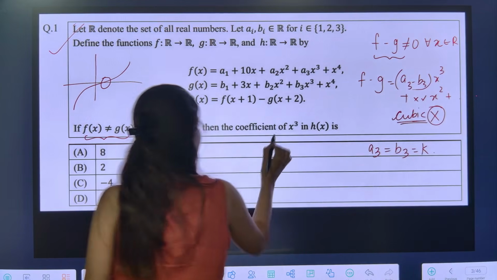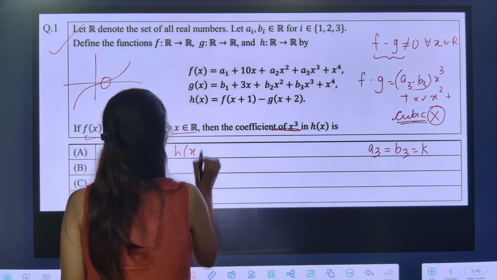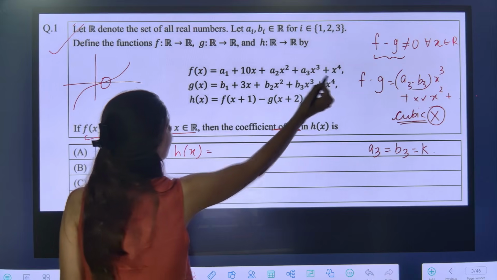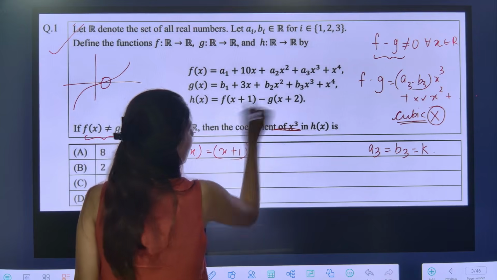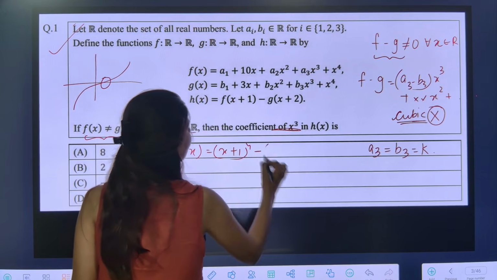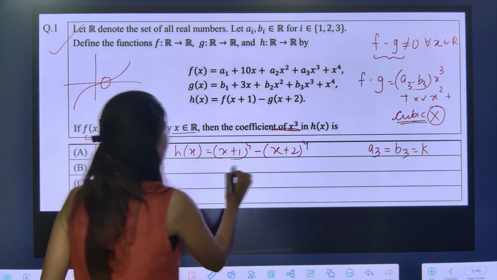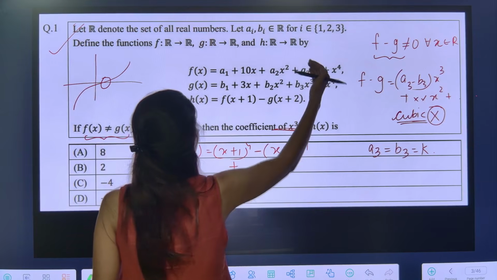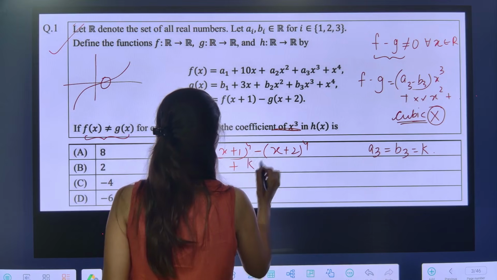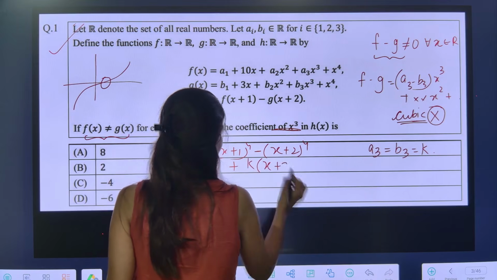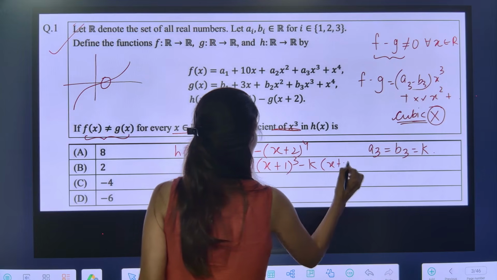Now what they are asking is the coefficient of x cube in this h of x. So for h of x, let's calculate first f of x plus 1, which will have (x plus 1) power 4, minus g of x plus 2, which will have (x plus 2) power 4. So f minus g. A3 I have also assumed as k, so k (x plus 1) cube minus k (x plus 2) cube.